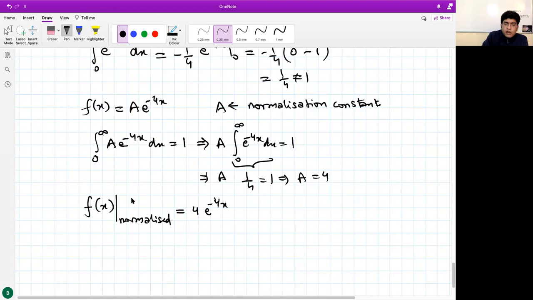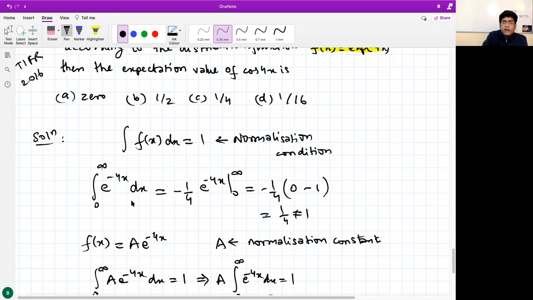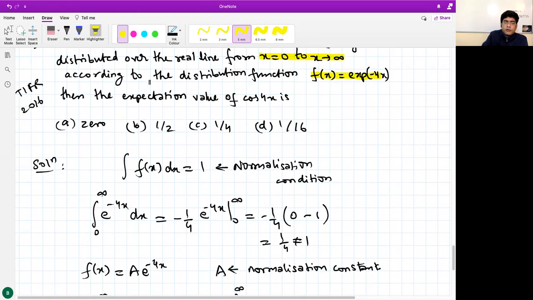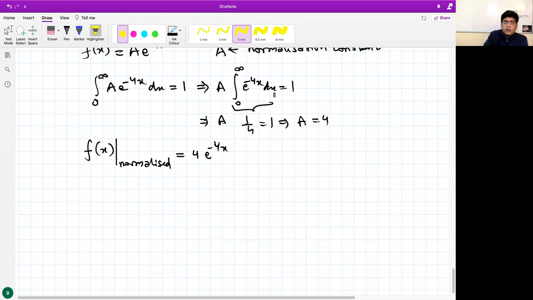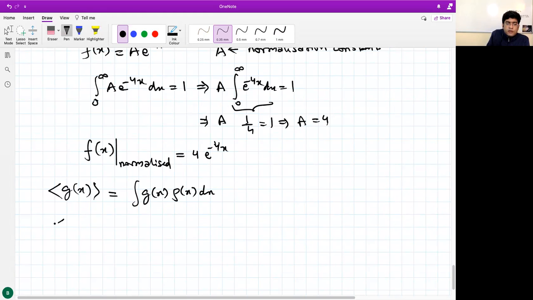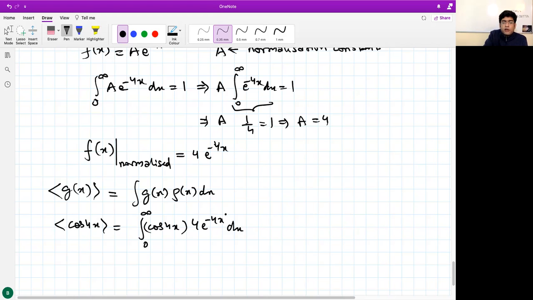All right. Now we have been asked to find the expectation value of cos 4x. Now we have seen how to write down the expectation value of any function. Say let's have g(x). If you write down the expectation value of this, it will be g(x) multiplied by the distribution function and dx, right? So in this case we have cos 4x, the function itself, and the distribution function is 4 e to the power minus 4x dx, and the integration is from 0 to infinity. All right, so you have to do this integration.